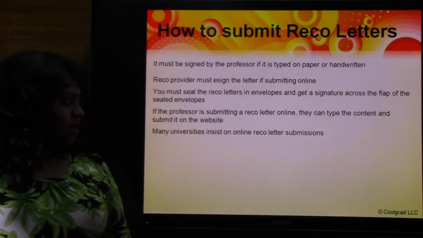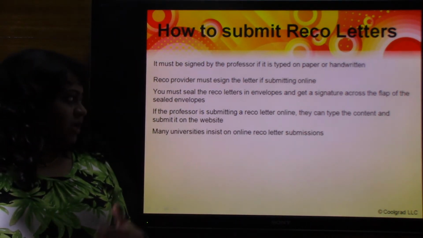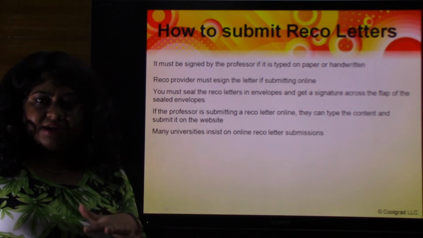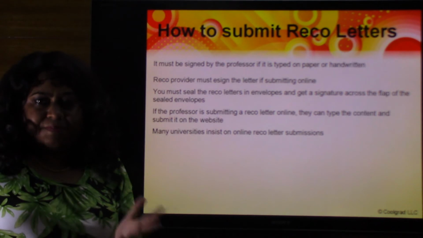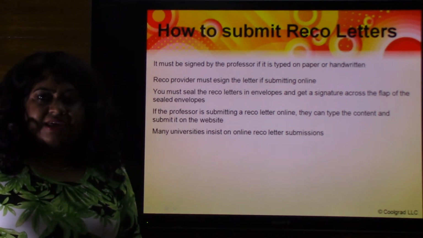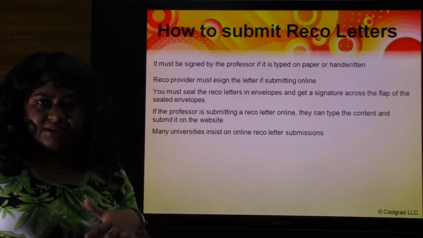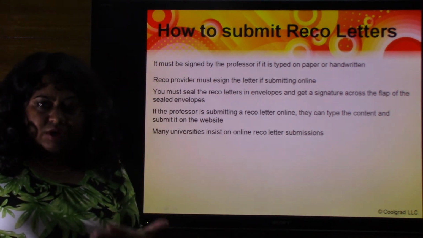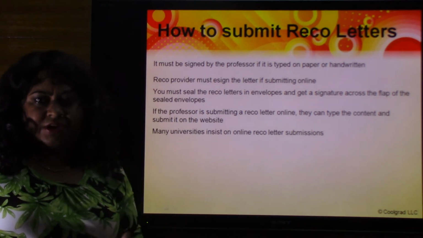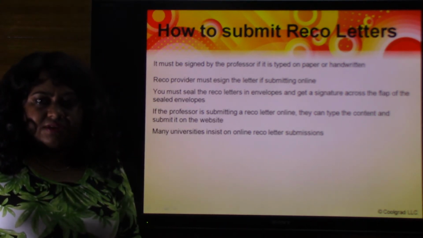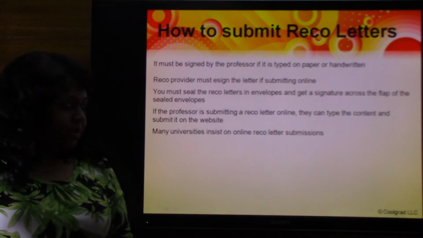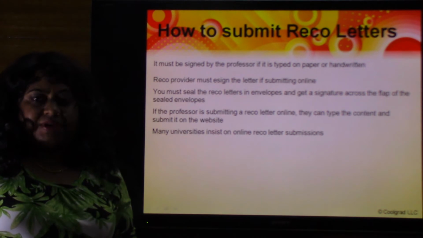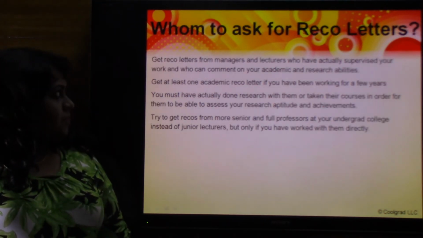So, if a professor is submitting a recommendation letter online, he can directly type the content in a Word document and then copy and paste it on the university website. It's not good to type it on the university site, but type it in a Word document or a PDF document and upload it onto the application. That's usually a way to save time. And many universities these days insist on direct online recommendation letters.